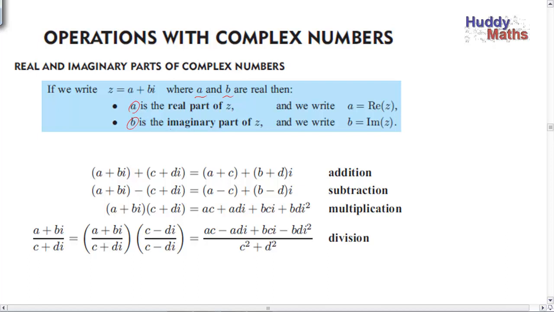There's the imaginary part. Some students get confused here. The imaginary part of Z is just B, not BI. So A is the real part of Z, written like this. B is the imaginary part of Z. Okay, so there's two real numbers, A and B. It's a complex number because you've got a real number plus an imaginary number, B times I.